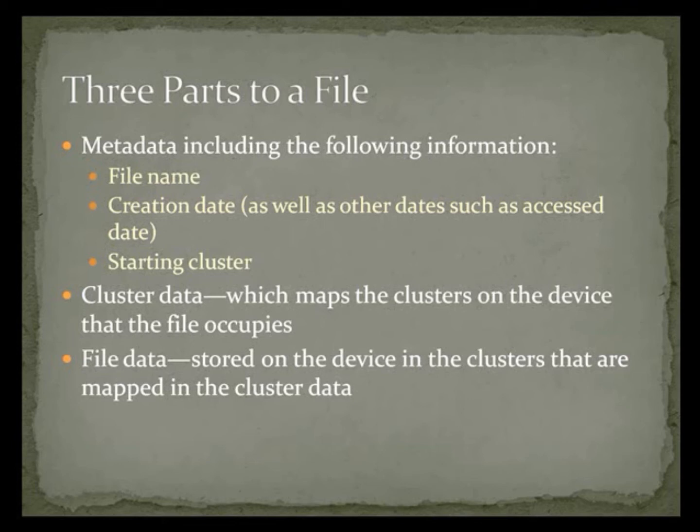And finally, the third most obvious part of a file is the actual file data itself. For instance, if you're storing an Excel file, it would be the actual Excel data. A bitmap file, it would be the actual bitmap data. And this is stored on the device within the clusters that are mapped in the cluster data.